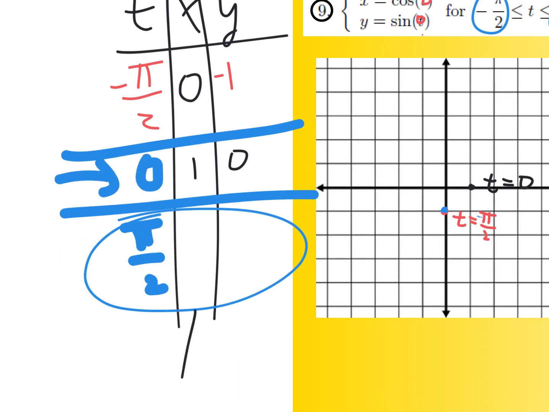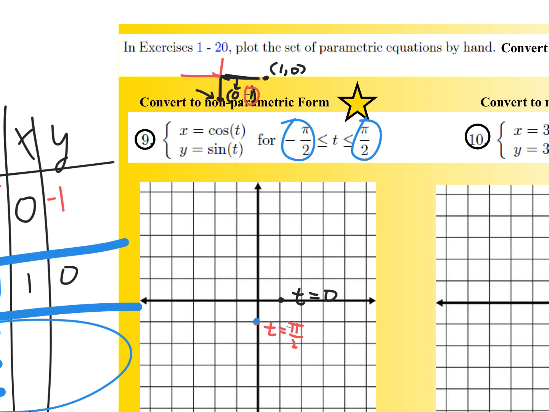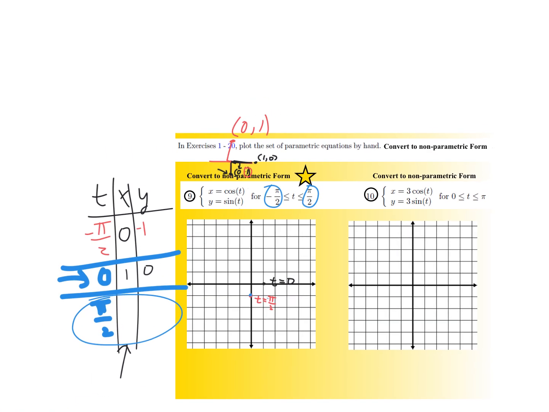Then the last one, you put in pi over 2 in these 2 spots, which is up here. Now, is it possible it could still be a straight line? Yeah, it's possible. But a lot of times with cosine and sine, you're going to get curves.